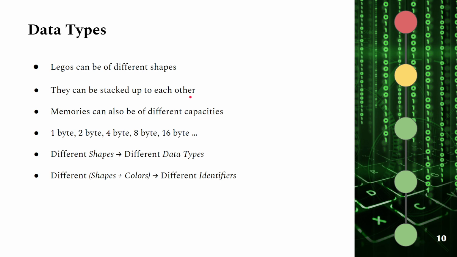So when we say memories, they can also be of different capacities. That is, memories can be of 1 byte, 2 bytes, 4 bytes, and so on and so forth. So we can say that different shapes represent different data types, that is, different amounts of memory being reserved for it, and different shape plus color can be different identifiers. Well, this is another important topic that will be discussed later, identifiers. For now you can delete it, but remember this type, that different shapes mean different data types.